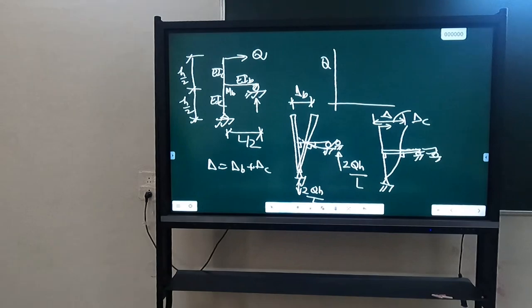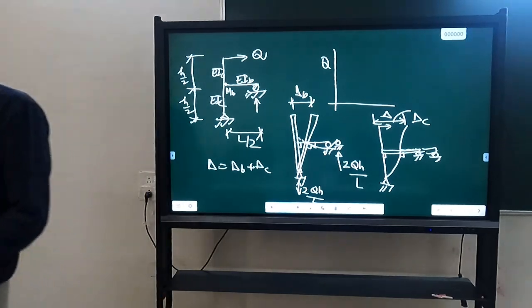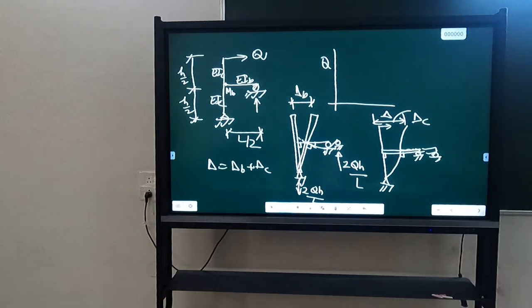Rest of the procedure is the same. And you can calculate Q when the moment here reaches MB, assuming that the beam is yielding before the column.